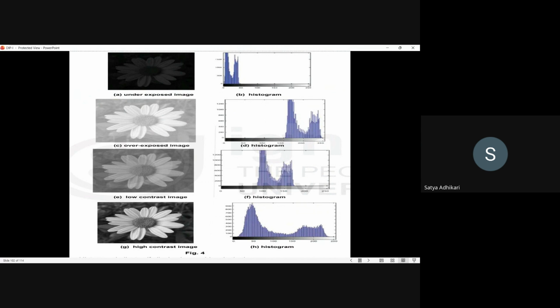Underexposed image. You see the black color there. That is, it is underexposed. And from the histogram, you see all the graph is nearer to 0. That is on the left side.